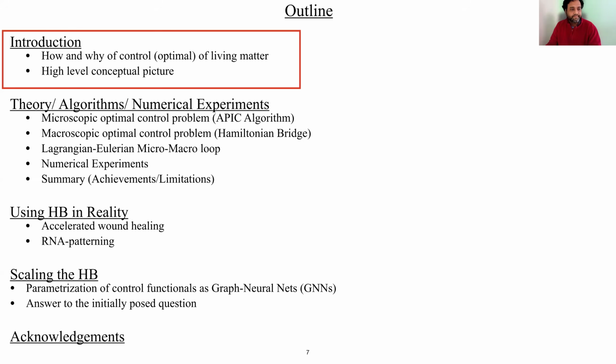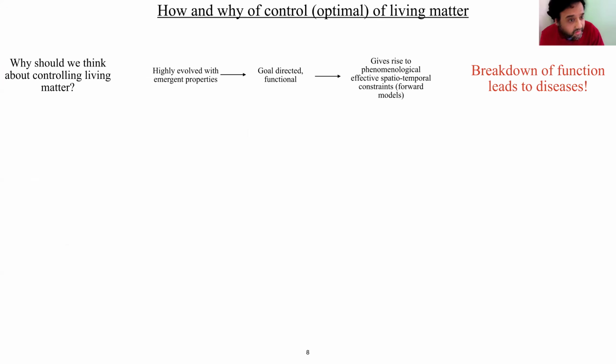So let's begin with the introduction: why do we care about optimal control of living matter? Why should we think about these problems? These active matters are very evolved objects. They have functional properties, like they are goal oriented. Function can be, just like I said, you want to design some experiments, or maybe you want to plan your life in some sense. This gives rise to many effective theories, which a lot of theorists in the physics department think about. And we know that the breakdown of this function can in principle lead to many diseases.